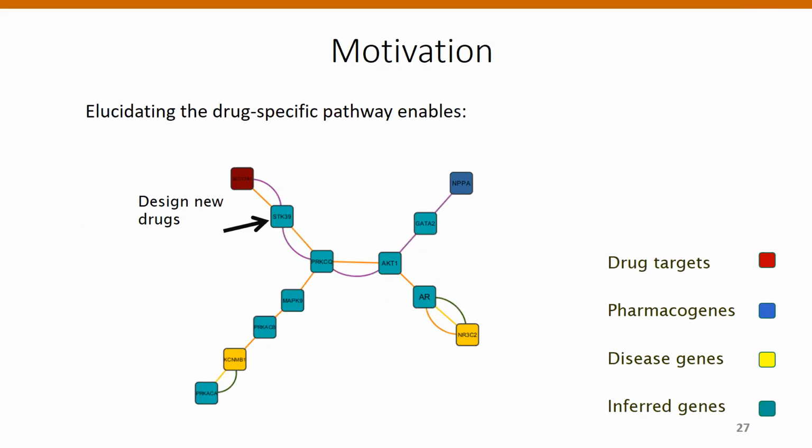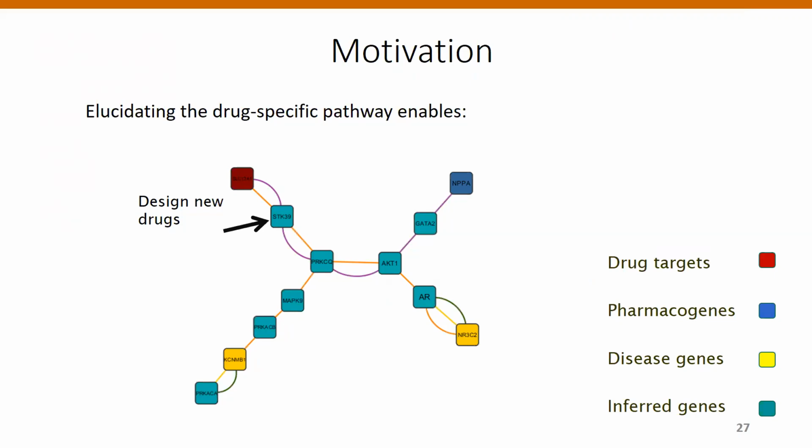Just to explain what you're seeing here in terms of colors. So the red is the known drug target. The blue ones are pharmacogenes. These are genes that are known to be associated with differential response to the drug. So we assume that the drug somehow works through them. The yellow are the disease genes that the drug treats, and the light blue nodes are the inferred ones.